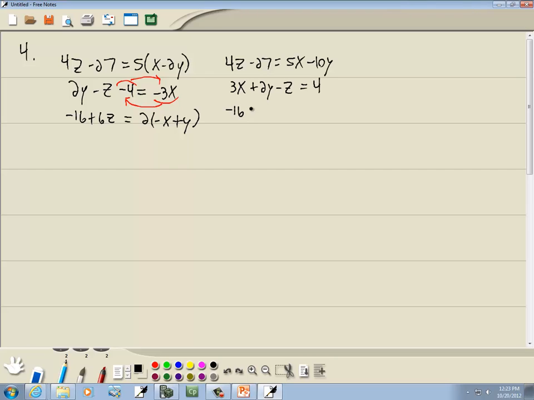And I need to get rid of the parentheses on the third equation. 2 times negative x is negative 2x. 2 times y is 2y. Now back to our first equation. I'm going to take the 5x minus 2y, or 5x minus 10y, take them to the left side, take negative 27 to the right. Take these to the left, take that to the right. So I got negative 5x plus 10y.